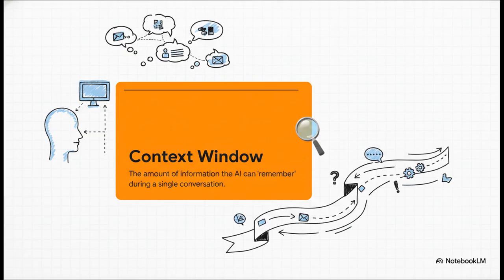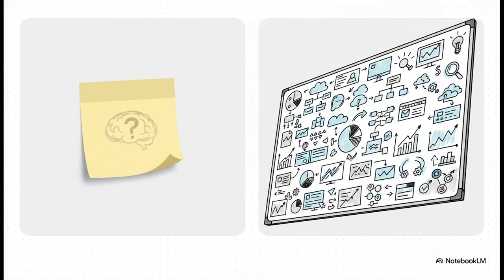The easiest way to think about it is, it's the AI's short-term memory. It's all the information from your current chat that the model can keep in its head at one time, so it actually understands what you're talking about. And this analogy just explains it perfectly. A lot of AIs have a memory that's kind of like a Post-it note. They pretty quickly forget what you talked about at the beginning of a long conversation.